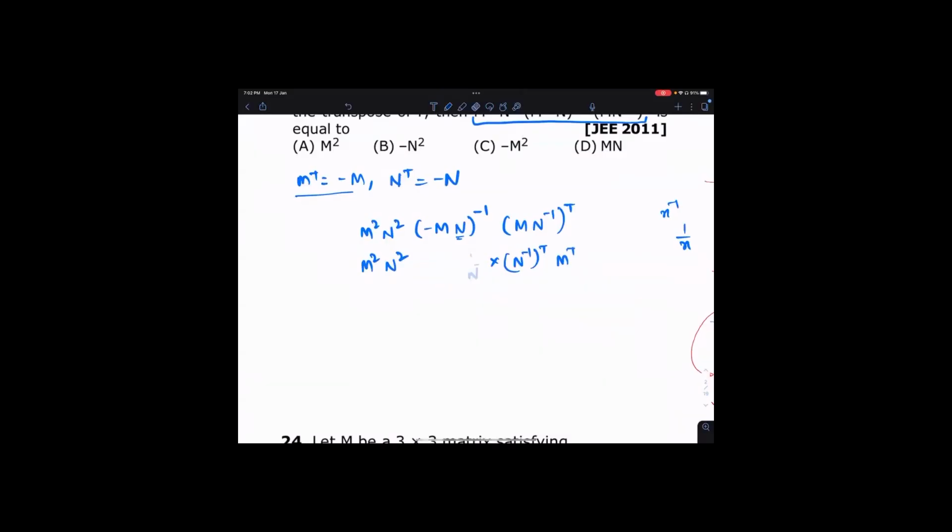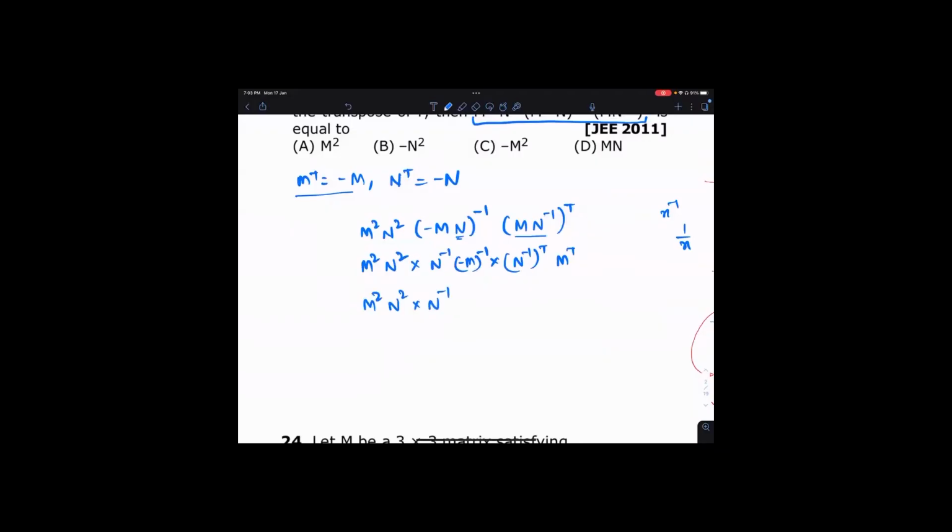I'll do one thing just to avoid confusion. I will not write 1 by M and all, because matrix division is not possible. Actually, I used it like a shortcut, but let's do it with the correct procedure. So minus MN whole inverse is N inverse into minus M whole inverse. Next here, (AB) transpose I have written like this. Next, M square, N square into N inverse. What is minus M whole inverse?